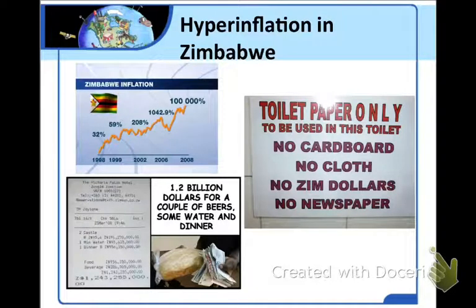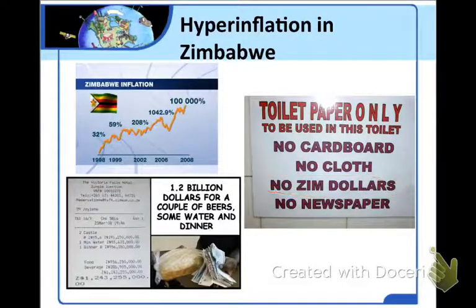Imagine if you went out to the restaurant and it cost you that much in American dollars for a couple of beers, water, and dinner. And notice, this might be funny, but actually kind of sad. Notice that they have a sign posted in a bathroom where they tell people to only put toilet paper in the toilet. Don't put cardboard in the toilet, don't put cloth in the toilet, don't put a newspaper in the toilet, but also don't put Zimbabwean dollars in the toilet.